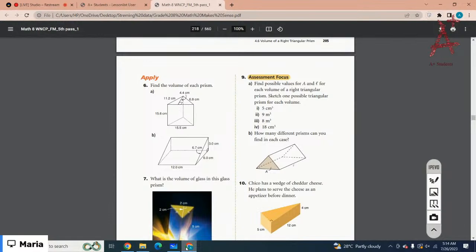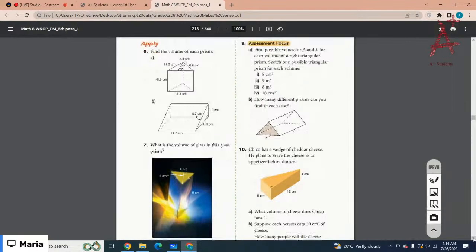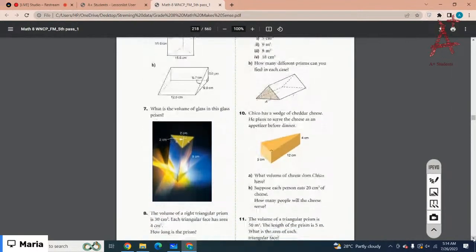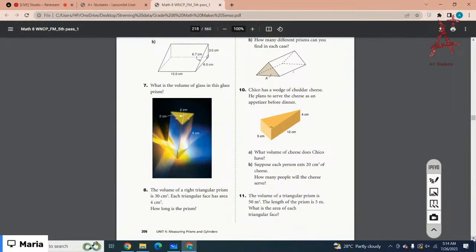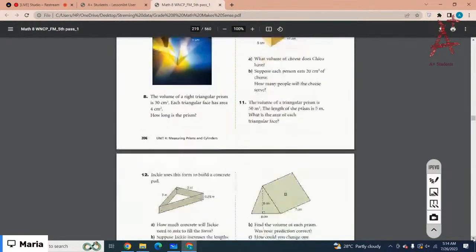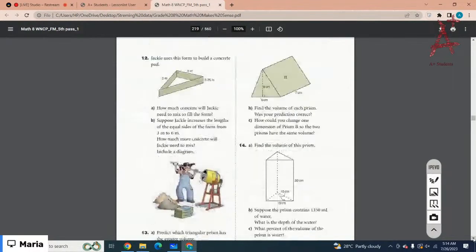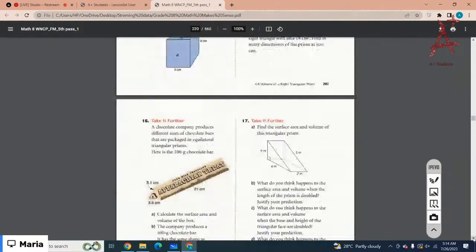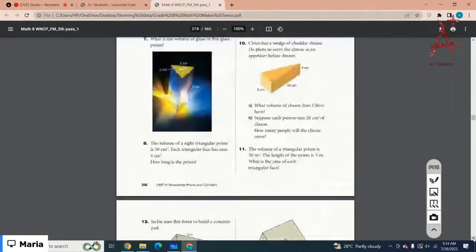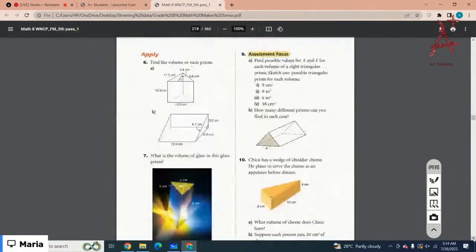What is the volume of the glass in the glass prism? You have to calculate the volume. So 2 times 2 is 4, that would be 18. The answer to question number 7 is 18 centimeter cube. Got it? Okay, question number 8 is the volume of, okay, you have so many questions. Okay, let me skip 8, 9.